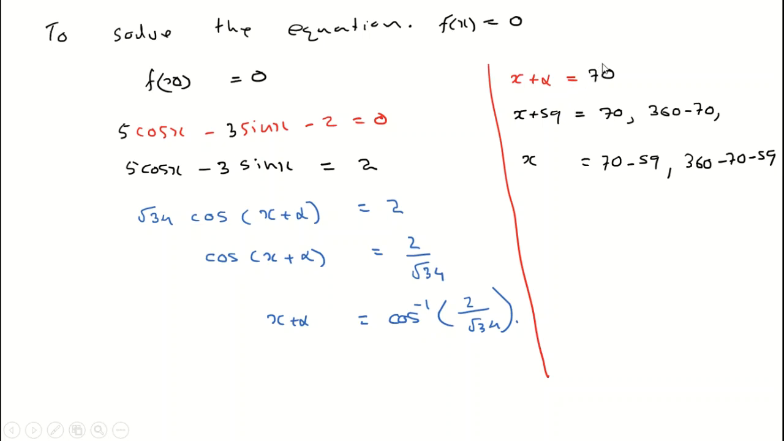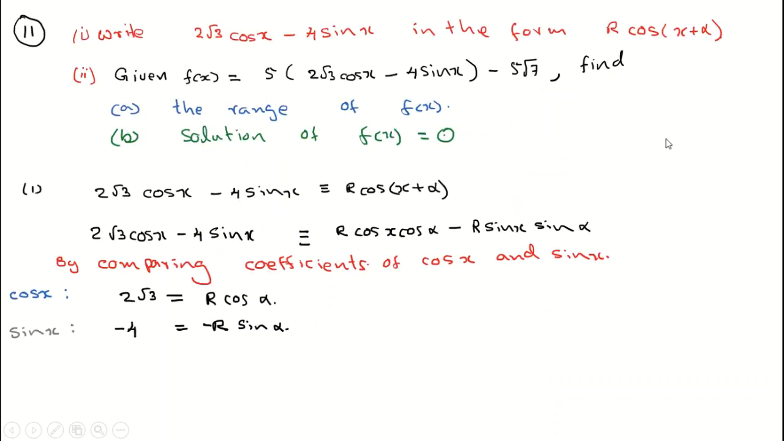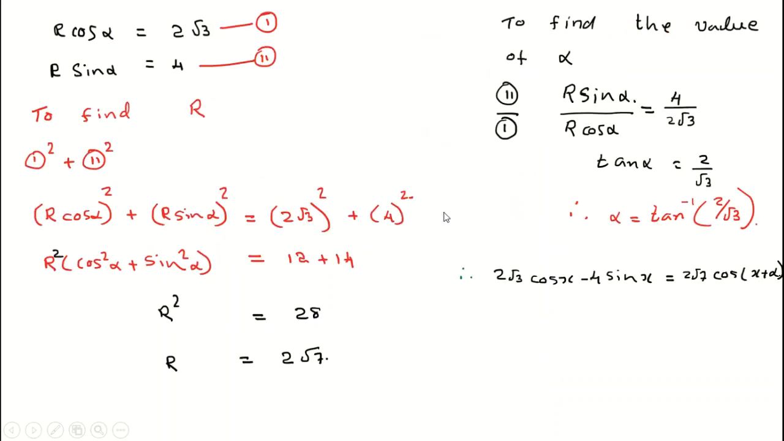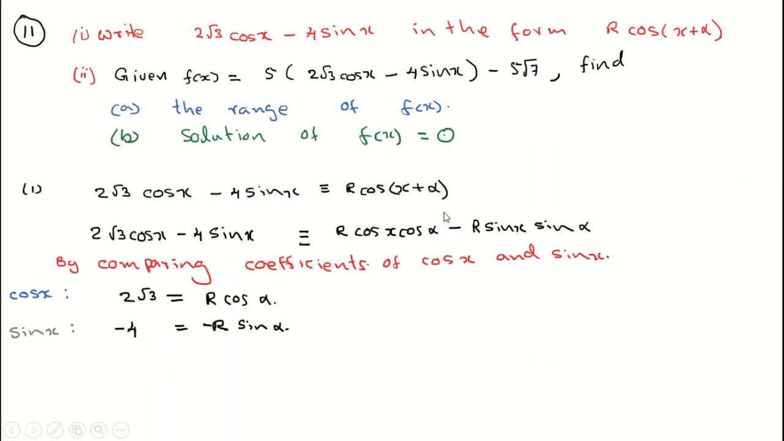X plus alpha is cos inverse of 2 over root 34. This is equal to 70. Calculate the value. So this is 360 minus 70 because it is cos. You can take the final answer x as 70 minus 59 and 360 minus 70 minus 59. I didn't do the simplification. My final answer you can calculate and take. We have another example we will see.